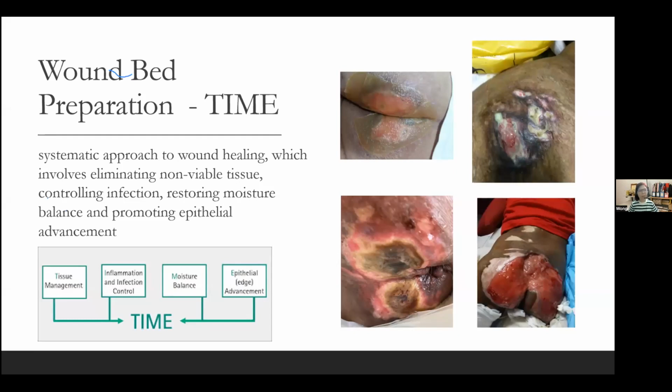So it is actually a systematic approach to wound healing, which involves eliminating non-viable tissue. Non-viable tissue means those tissues like slough and necrotic tissue. Also, it controls the infection. It also restores the moisture balance and promotes epithelialization.